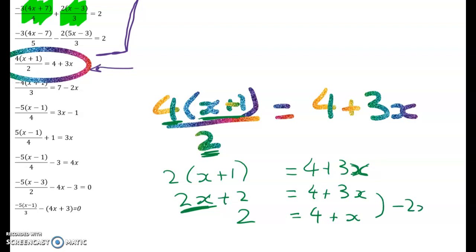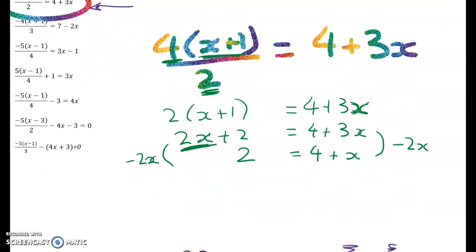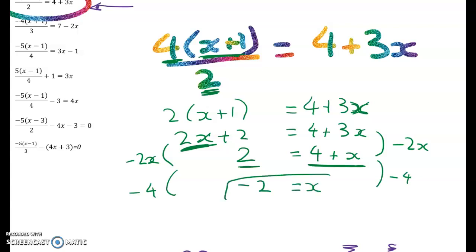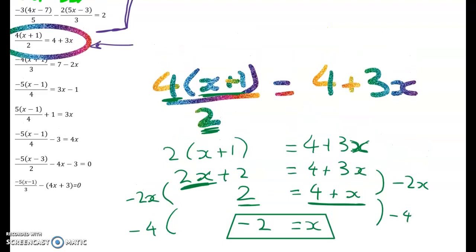So what have I done here? Well, I've just subtracted 2x from both sides. And next, I've got 2 equals 4 plus x. I'm going to subtract 4 from both sides. And that gives me negative 2 is equal to x. So that one's done. That's because before I jumped in and started doing things, I had a look and I could see that I had a common factor here.